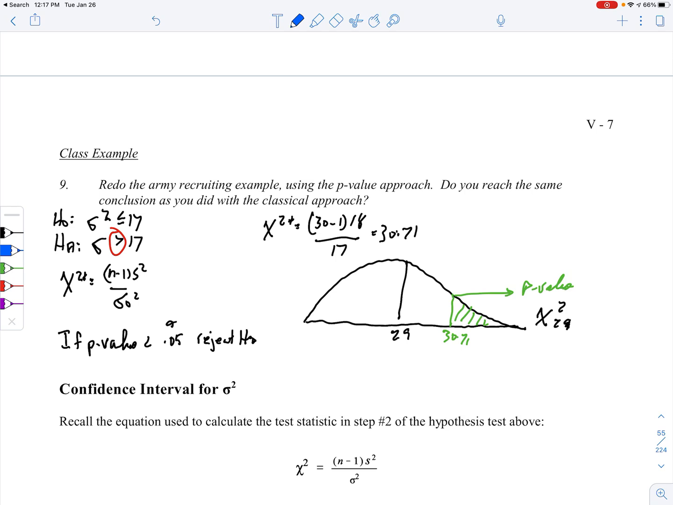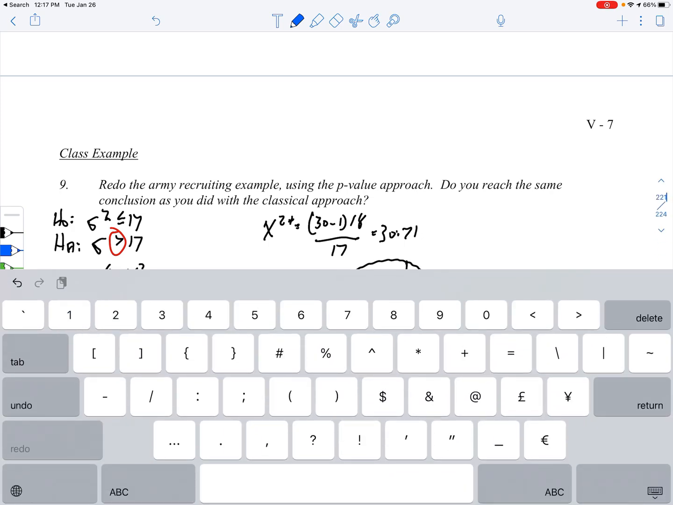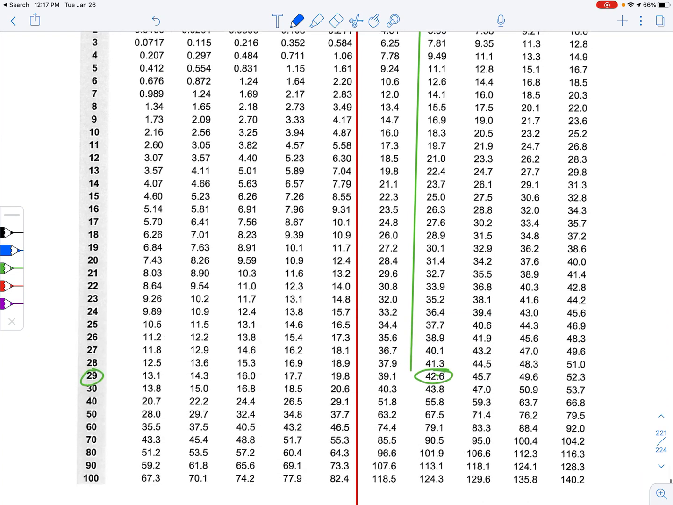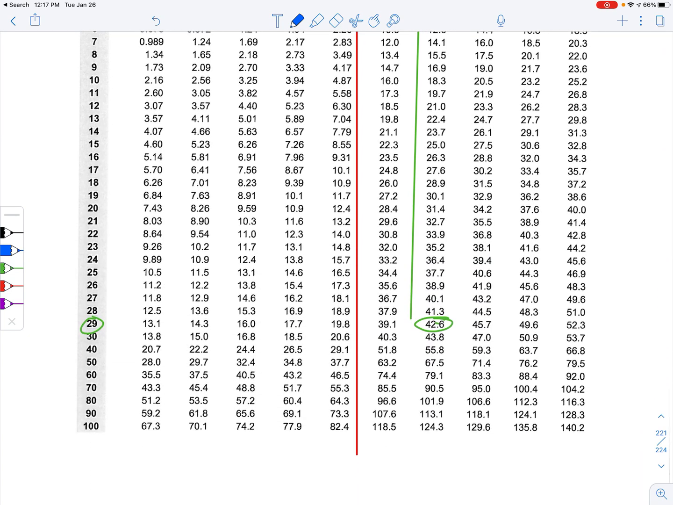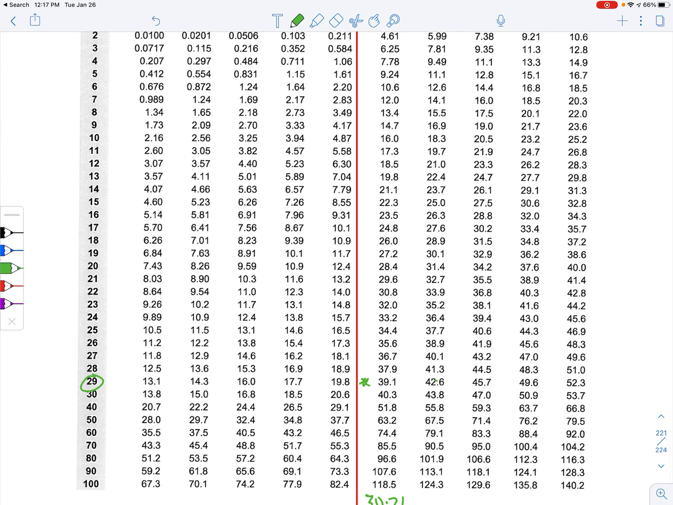Now I'm going to get back to where we were, so 30.71. What we do is go over to our chi-square table, go to 29 degrees of freedom, and find where 30.71 falls. This was our critical value for 5%. But in our case, 30.71 is right in here. I'll put that at the bottom here, since I don't really have room there. So 30.71 is in that middle range.